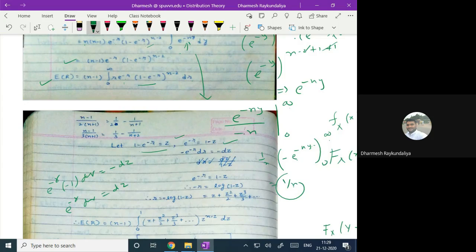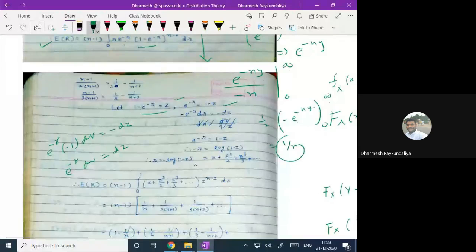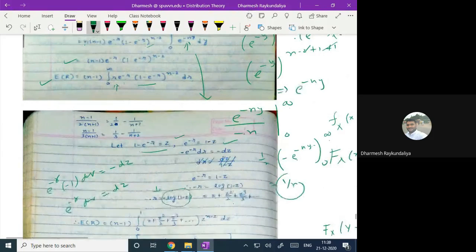Okay, now let us go ahead a little. e raised to minus r equal to 1 minus z, so minus r equal to log(1 minus z), and r equal to minus log(1 minus z). And we know minus log(1 minus z) can be written as z plus z squared by 2 plus z cubed by 3, up to this. Why have I done this? Because I have the r quantity here. So e raised to minus r dr equal to dz, which is nothing but z raised to n minus 2 dz. But in place of r I have to write this, so that is how I have written it.